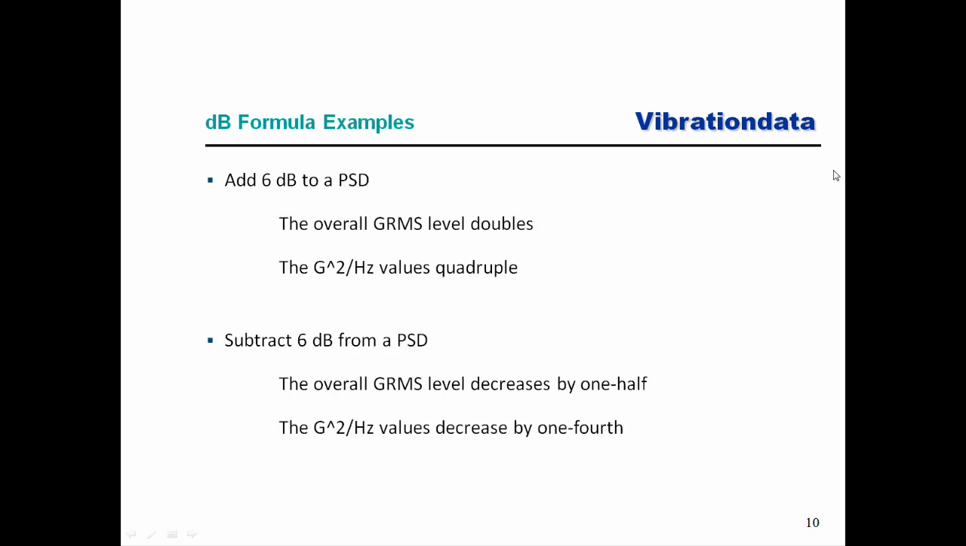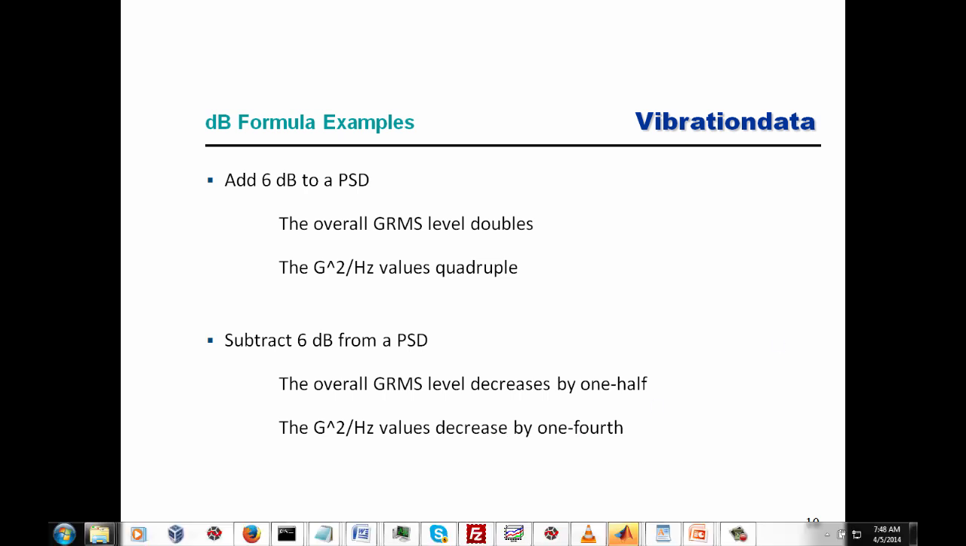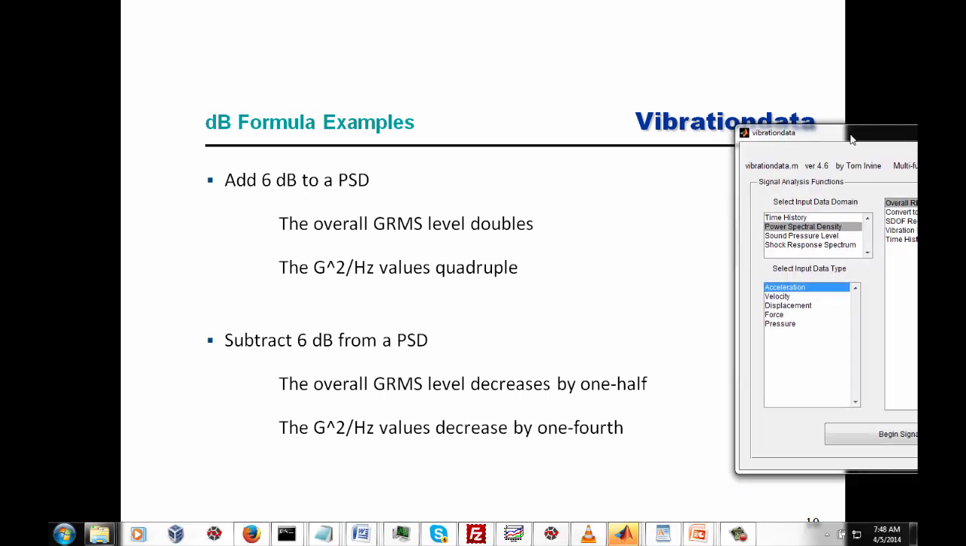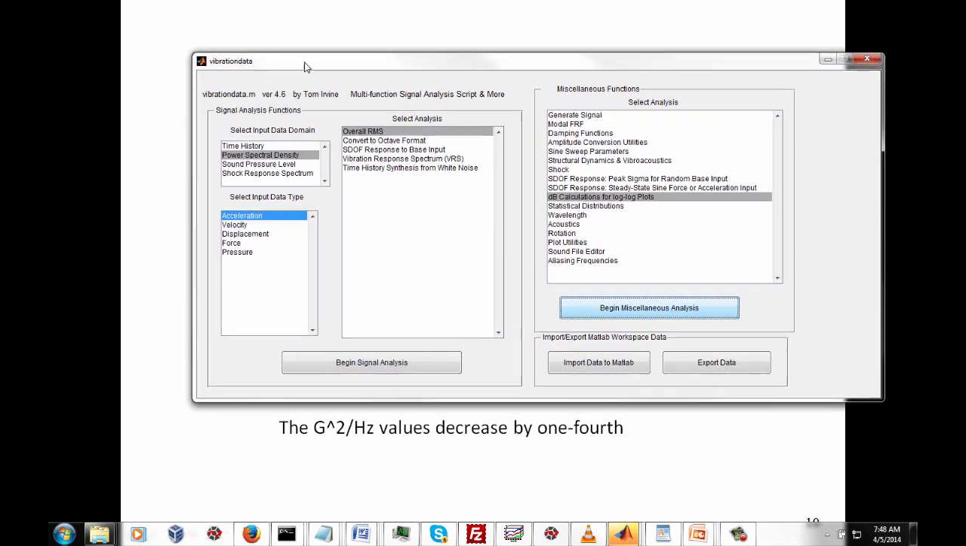So let's just do an example here. Let's say we have a power spectral density level and we add 6 dB. Well, if we add 6 dB to that power spectral density level, that is going to double the GRMS level, and the G square per hertz magnitudes will quadruple. And conversely, if we subtract 6 dB from a power spectral density, the overall GRMS level decreases by 1/2, and the G square per hertz values decrease by 1/4. And we can actually do these sorts of calculations using the vibration data GUI package.